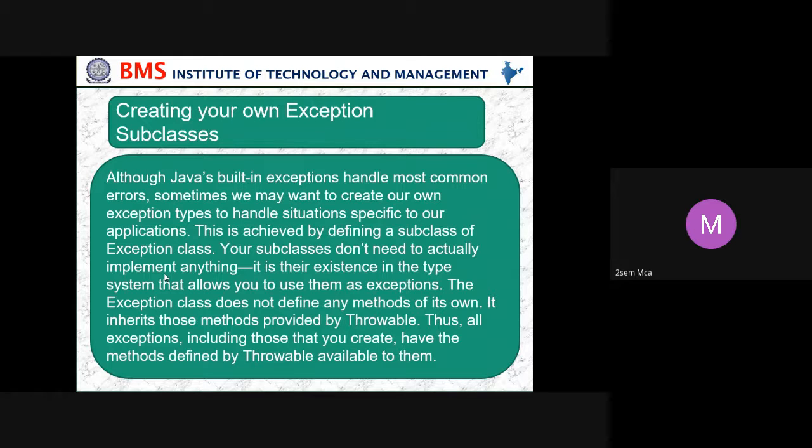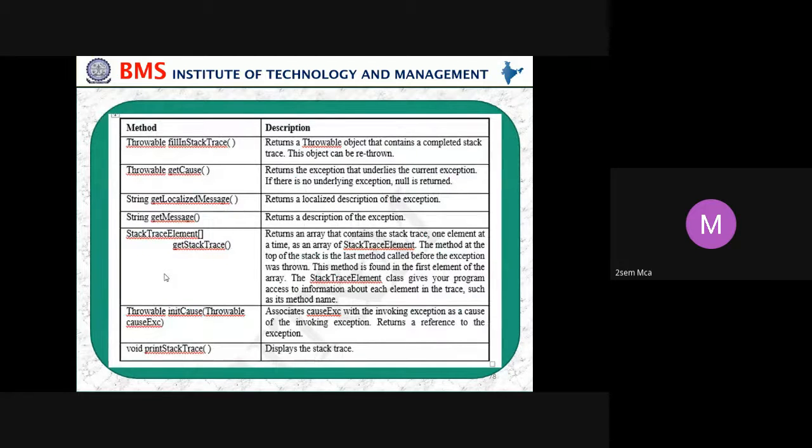The Exception class does not define any methods of its own. It inherits those methods provided by Throwable. Thus, all exceptions, including those that you create, have the methods defined by Throwable available to them. The method fillInStackTrace returns a Throwable object that contains a complete stack trace. This object can be rethrown. The method getCause returns the exception that underlies the current exception.